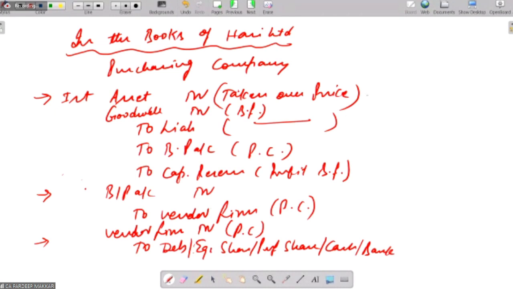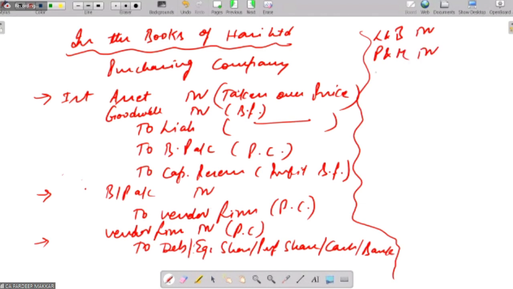So in the given case, you should understand how these entries will be passed. First entry is very simple. All the assets will be debited. Land and building account debit, plant and machinery debit. Values are given to you, taken over value. Motor vehicle debit, inventory debit, debtor debit, goodwill debit.